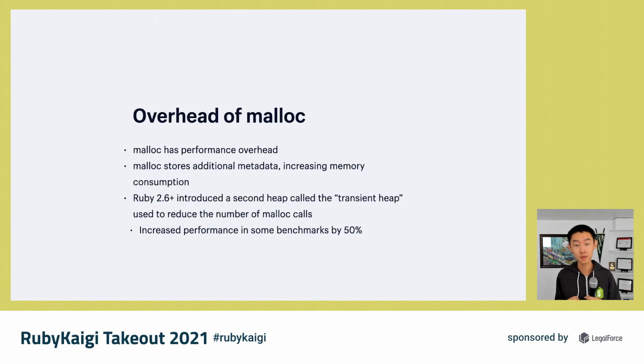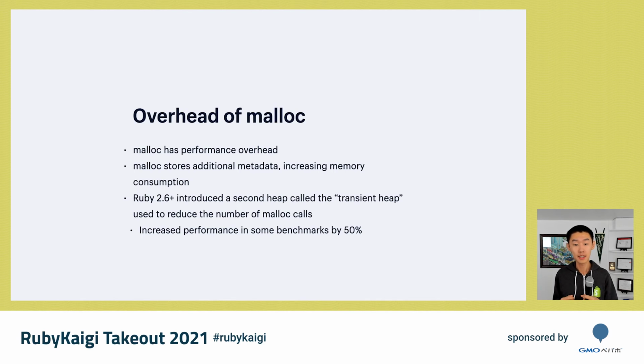Acquiring memory from the system heap using malloc is not free. It comes with performance overhead, so we want to minimize the number of times we call malloc. Malloc also requires space for headers that store metadata when allocating memory, which may add up and result in increased memory usage. We're not the first ones working on trying to tackle this particular issue.